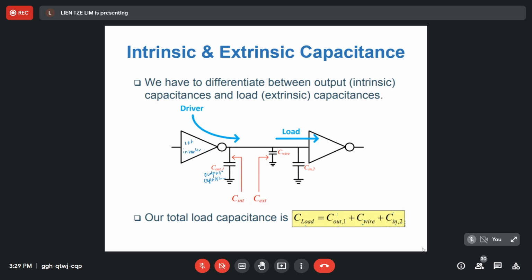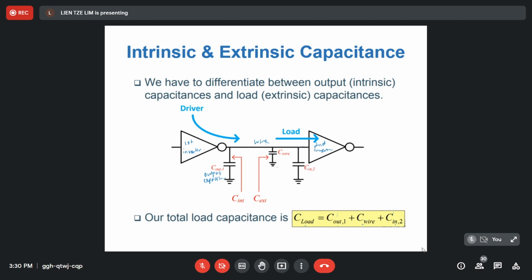Okay, and then here in between the inverters, there is a wire. So the wire also causes some capacitance. So it is drawn here as a capacitance. And then this is the input capacitance of this second inverter.